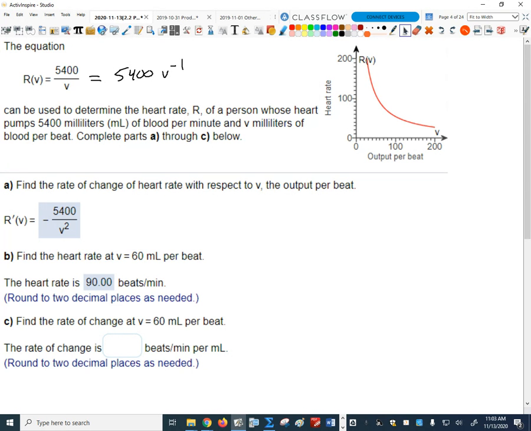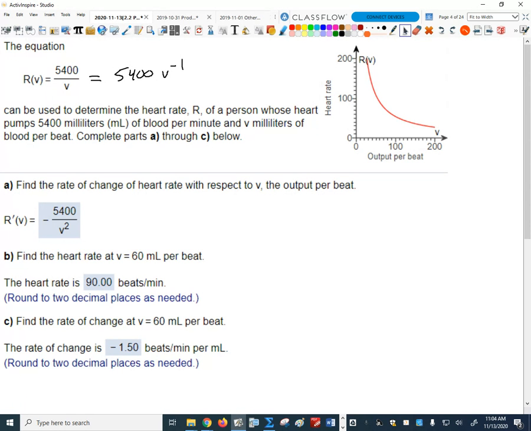Find the rate of change of the heart rate when the output per beat is 60 milliliters. Let's see here. Kirsten, what am I going to do for that one? For part C, don't you plug it into the second equation? I do. I'm plugging it into the derivative, right? Because now we're trying to evaluate the rate of change for a specific input. So we'd plug that into the second function, and we would get a value of negative 1.5.